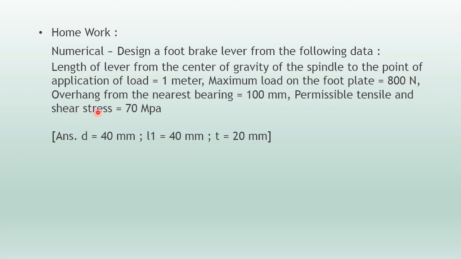Also the overhang from the nearest bearing is 100 mm. So this is the small L. Okay, this is small L. Then the permissible tensile and shear stress is 70 MPa. So both values are similar, that is 70 MPa. So good luck for solving this numerical. If you have any doubt, we will discuss it later.